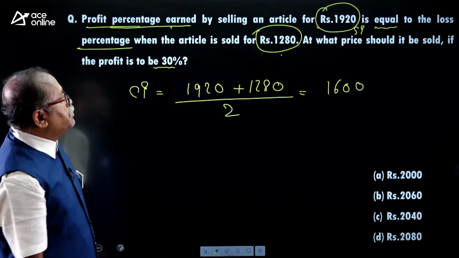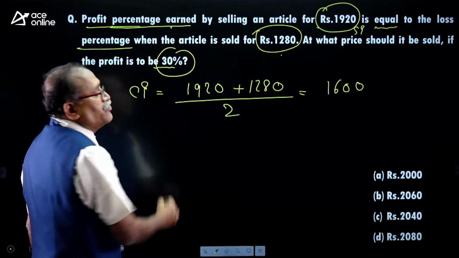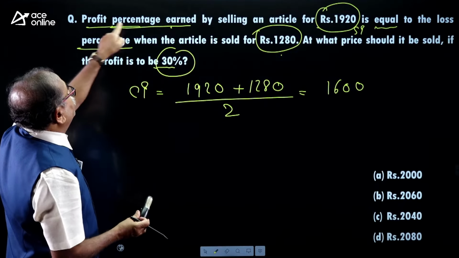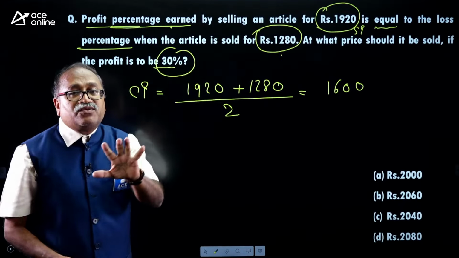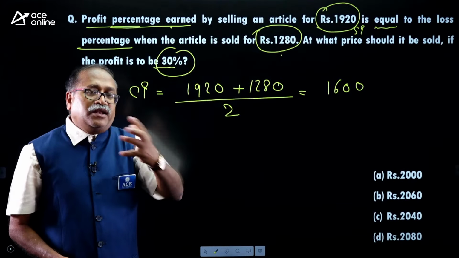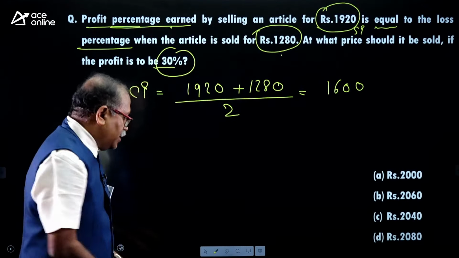And once you get the CP, it says at what price it should be sold in order to get the 30% profit. This is the technique. If you understood it, whether the profit percentage and the loss percentage are equal, or profit and loss are equal, in either case this is the best method to find the cost price. Now let me see.